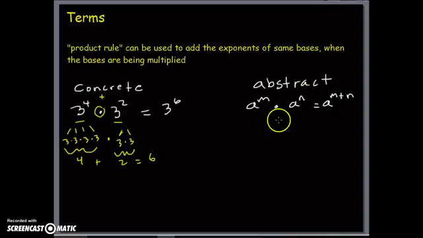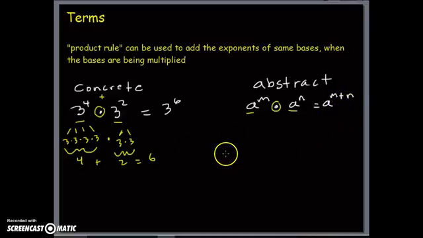In the abstract sense, we've got a to the m power times a to the n, where the bases are the same and they're being multiplied. So we can say that a to the m times a to the n is the same thing as just a, and we're adding m plus n for our exponent, right?